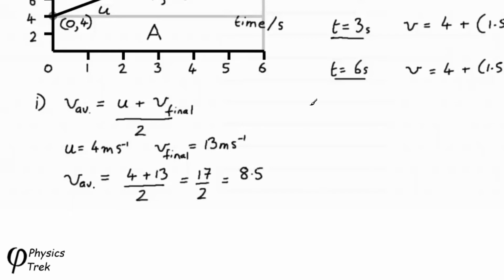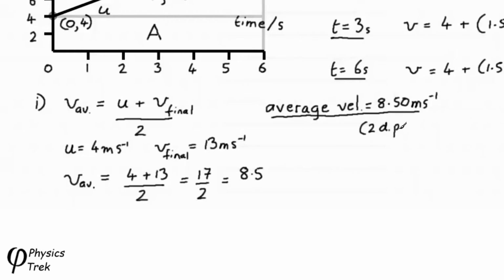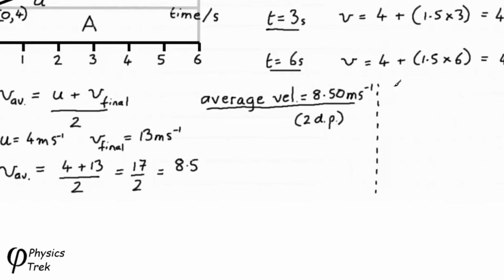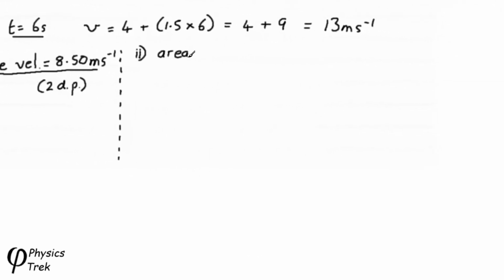Okay, let's write out our answer. Average velocity is equal to 8.50 meters per second. That's to 2 decimal places. Part 2.